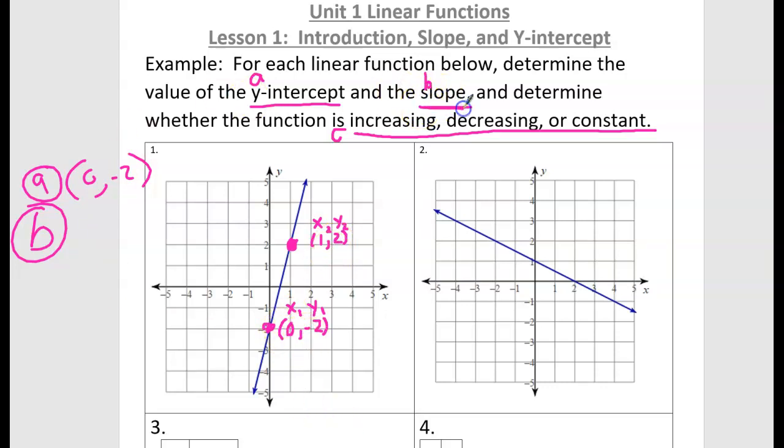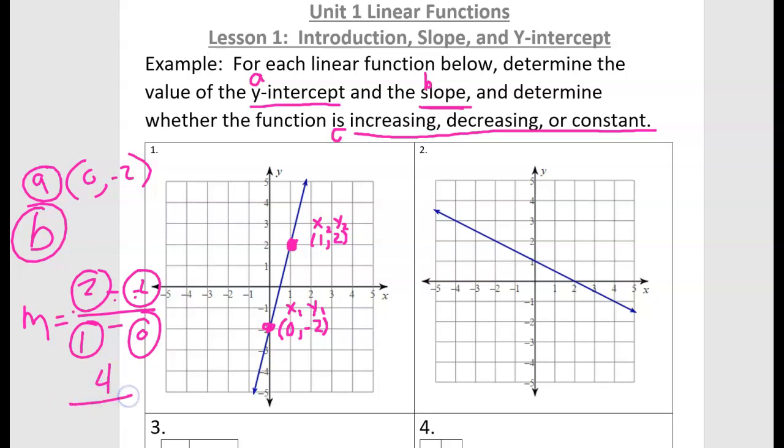Now we're being asked to find the slope. As you guys know, slope is y2 minus y1 over x2 minus x1. So what is my y2, first of all? My y2 is 2. Minus y1, what's the y1? It's negative 2. Over x2, what's my x2? 1. Minus x1, which is 0. So we have 2 minus a negative 2 on the top. What's 2 minus a negative 2? Well, double negatives make a positive, right? So you really have 2 plus 2 there, and that's 4. And then 1 minus 0 on the bottom is 1.